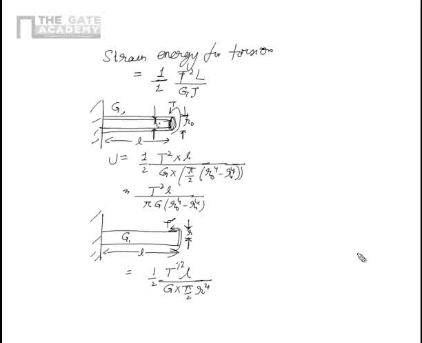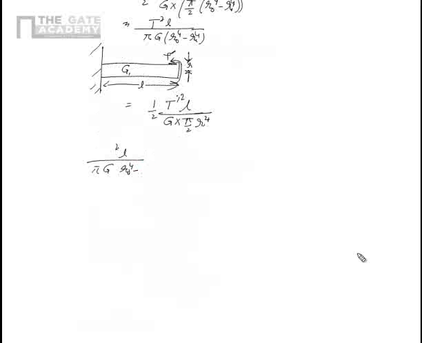Now if somebody asks the question that if it is given that the torques are equal, what is the value of R for which the energies will be equal? In that case I have T square L upon pi G into Ro to power 4 minus Ri to power 4, equal to, the torque on the other side being also equal, T square L upon pi G R to power 4. So that shows that R to power 4 is Ro to power 4 minus Ri to power 4.